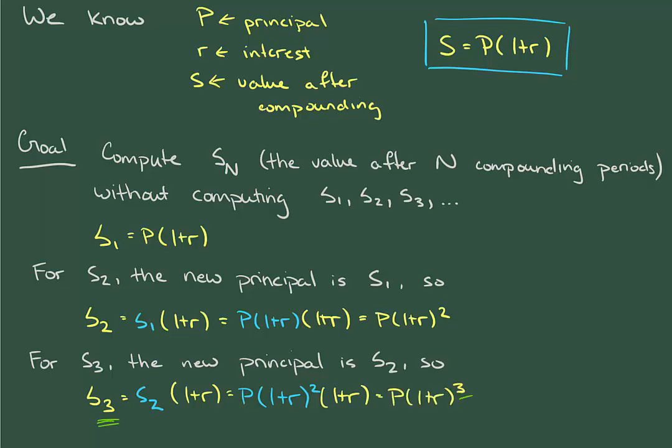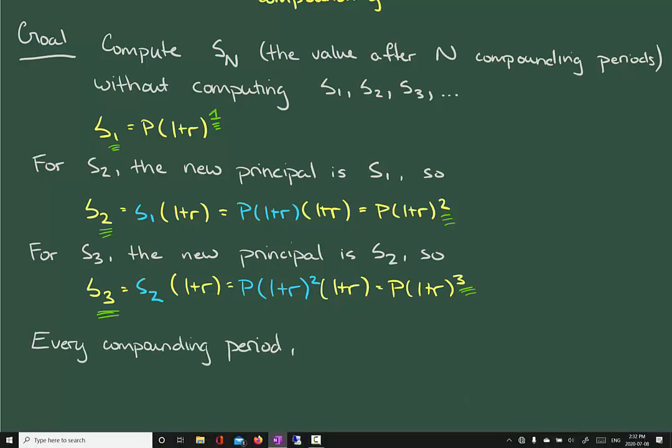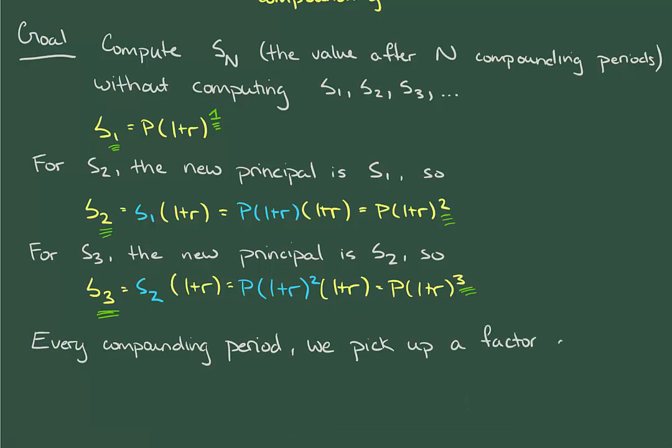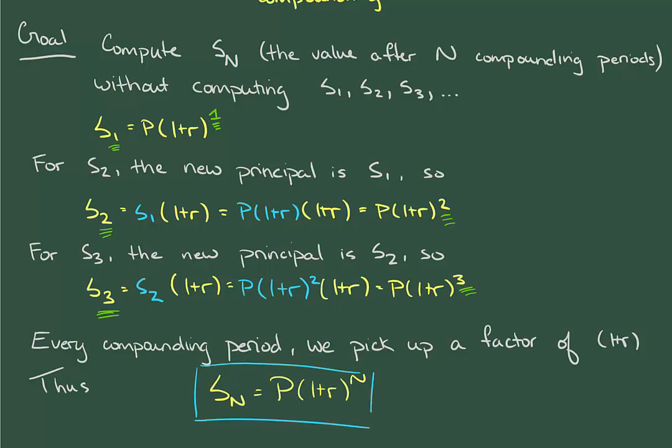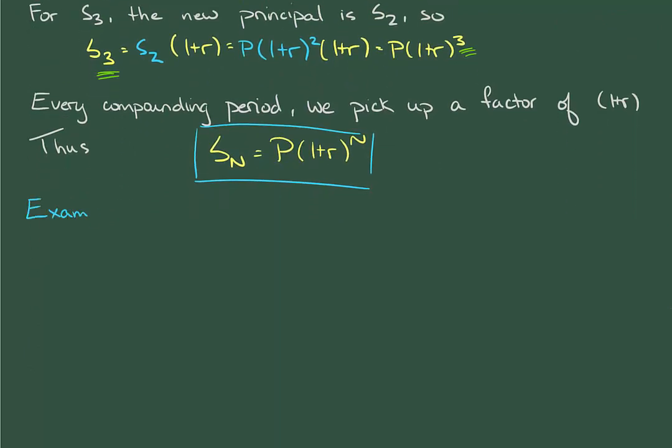So notice here the pattern between the number of compounding periods that have passed and the exponent of the 1 plus R term. They seem to be the same, right? So in the third compounding period, the exponent of 1 plus R is 3 as well. What that seems to tell us is that every single compounding period that we pass through, we end up picking up a factor of 1 plus R. So this is going to allow us to figure out what Sn is. Well, we've passed through n compounding periods, so it should be P times 1 plus R to the power of n. And there it is. There's our formula. We now don't have to compute any of the intermediate steps. We can just go directly to this value.